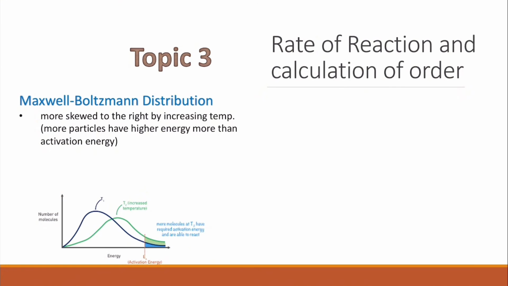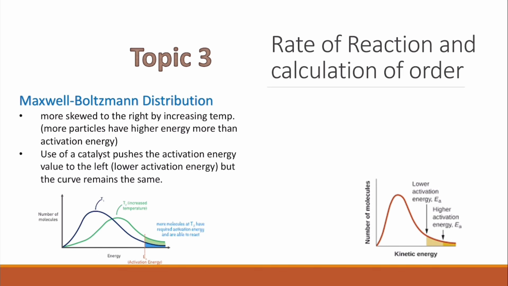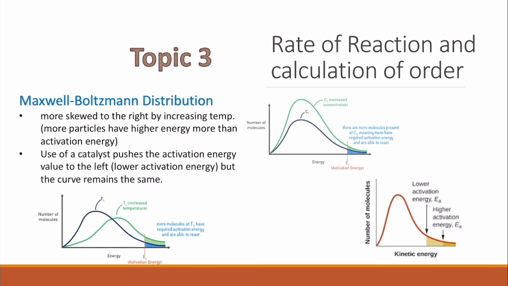Remember that when you sketch this curve, make sure that the area under the curve stays almost the same for both curves. In case of the use of a catalyst, it just shifts the activation energy to the left, because it lowers the activation energy. And then for the concentration, for higher concentration, the curve will be higher than the curve of the lower concentration. So this green one is for the increased concentration.